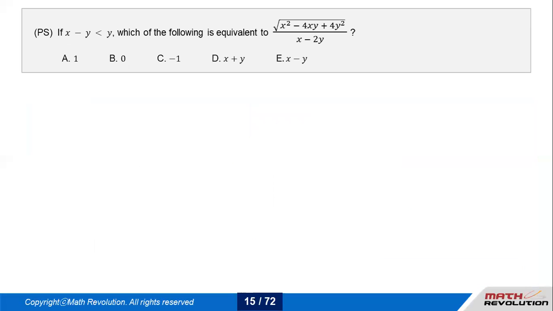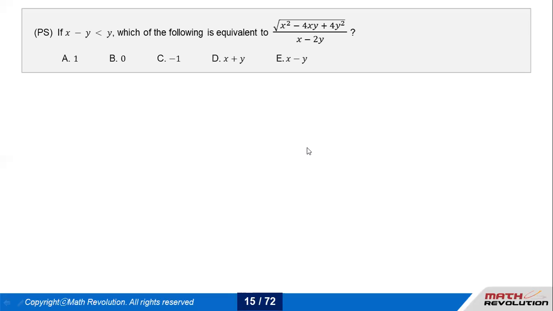Now in this sort of question, which says if x minus y is less than y, the subtraction of two numbers is less than y, you never know what y is. What number is that y? So you still cannot say about x and y. But that is the condition given: if x minus y is less than y, then which of the following is equal to that algebraic expression that has been written?